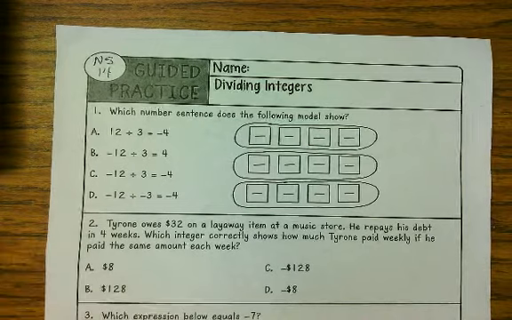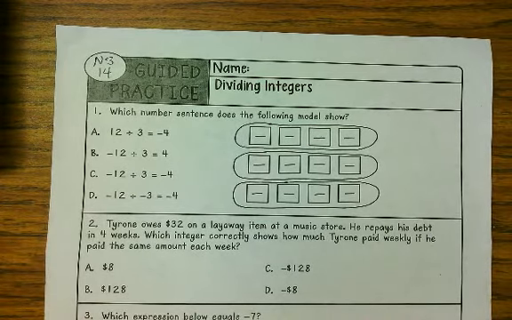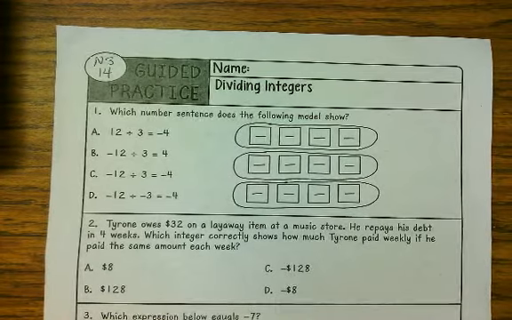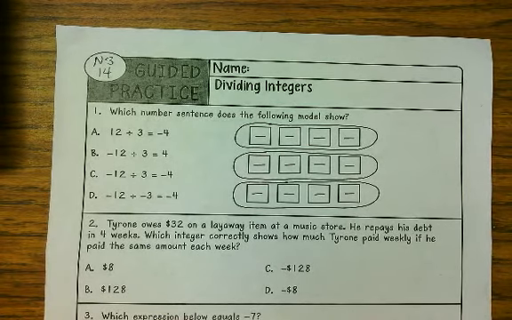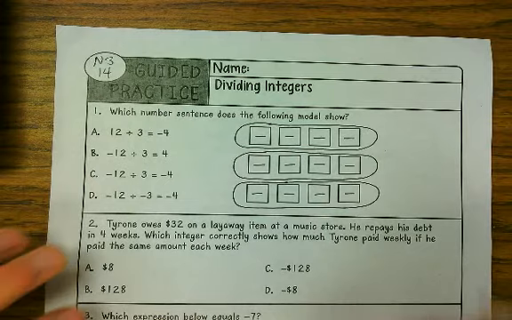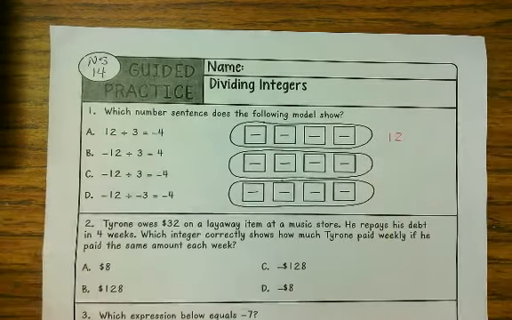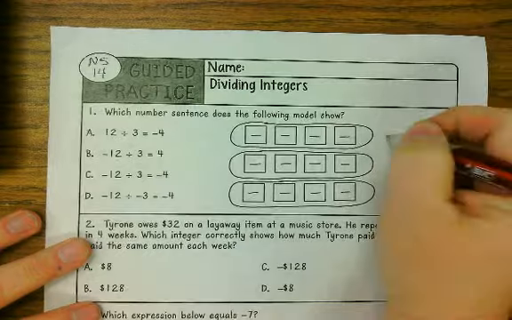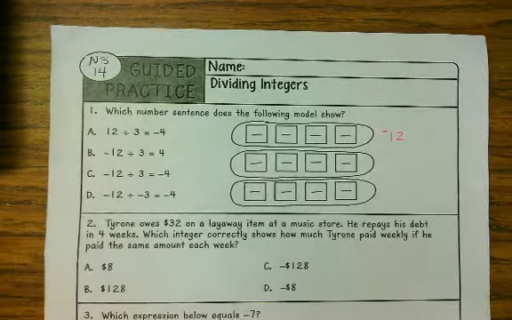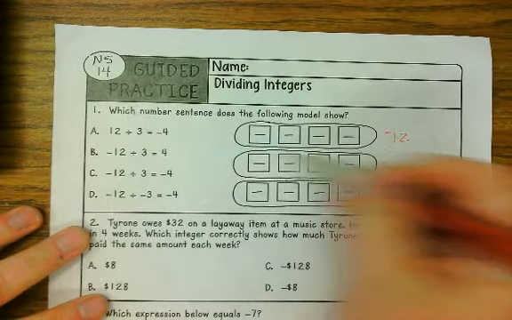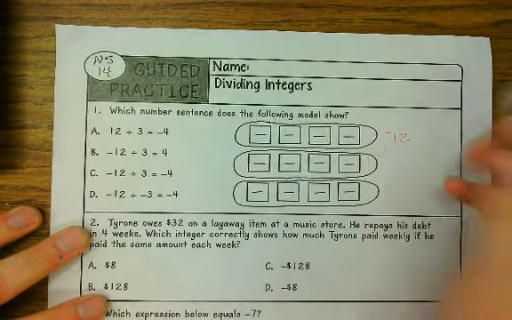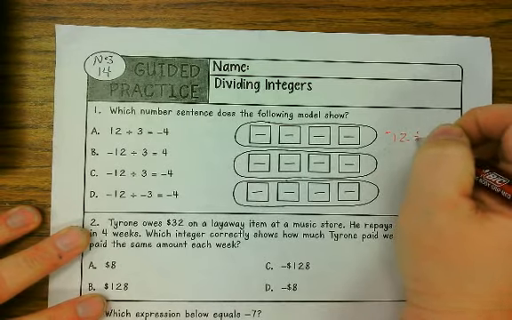So let's look at this one. What does this represent? And what we're looking at, how does it represent what we're trying to say? Well, that's pretty easy. The first thing we want to look at is, we have 12 total. They're all negative, so we have 12 negatives. We've split them into 3 groups here, so we're going to be dividing by 3.